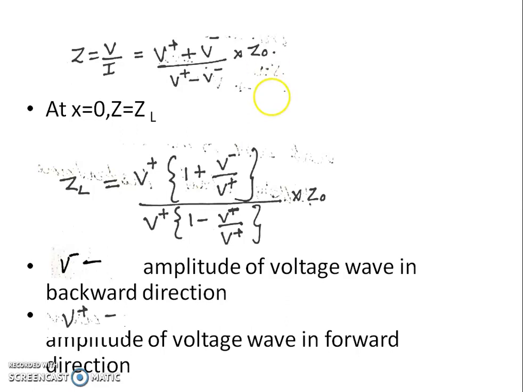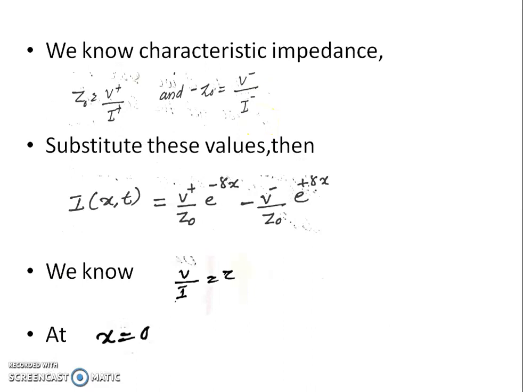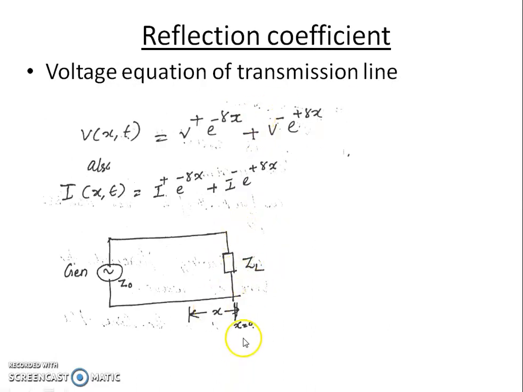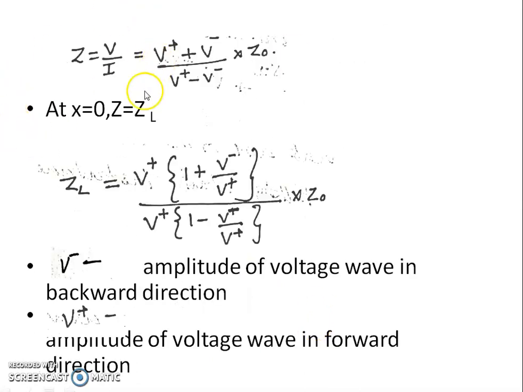Can I say that at x is equal to 0, the impedance is ZL from the figure? We are showing here that x is equal to 0, and at this point the impedance is equal to ZL. So at x is equal to 0, the ratio of voltage to current is equal to the load impedance ZL.